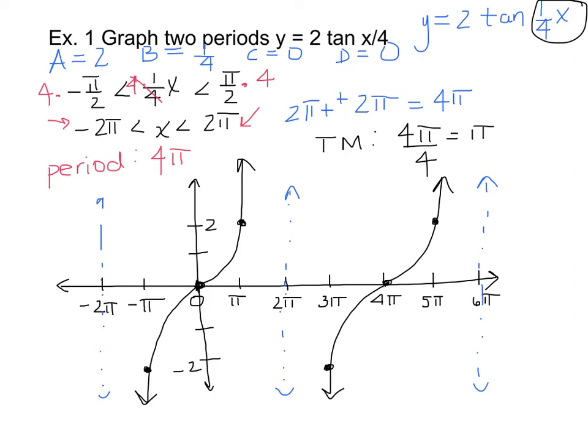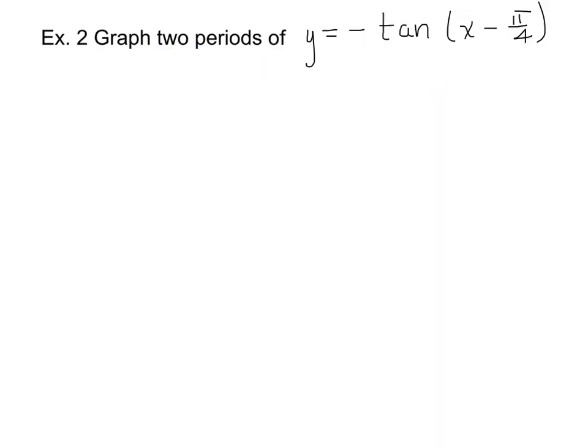Now, if A is negative, then, of course, your graph will flip-flop. So it'll go A, 0, negative A. Okay? We can try another one. Okay, here's our second example. Like I said before, if you want, you can identify A, which is negative 1, B, which is 1, C is pi over 4, and D we don't have.